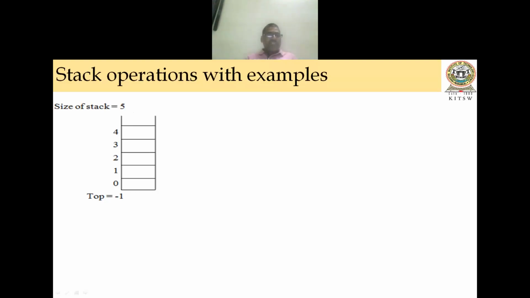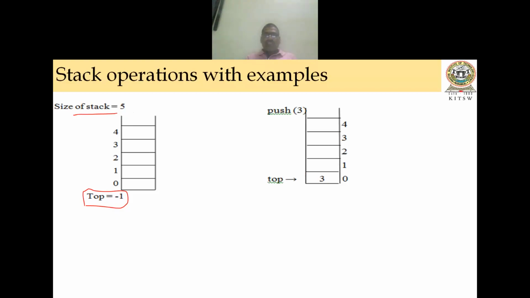Initially, we are assuming an array of size 5 here. So the maximum size of the stack is 5. Now initially top is pointing to the -1 location. Fine. So if we want to push an element 3, push of 3, you have to increment the top, and then in this new top location you have to insert that element. So now top is pointing to the 0th index.